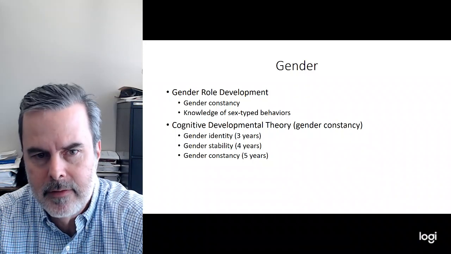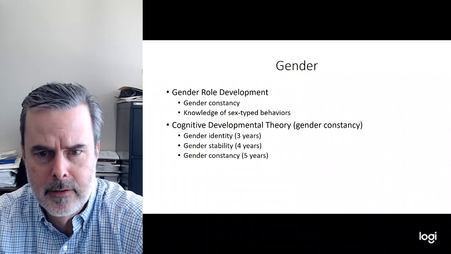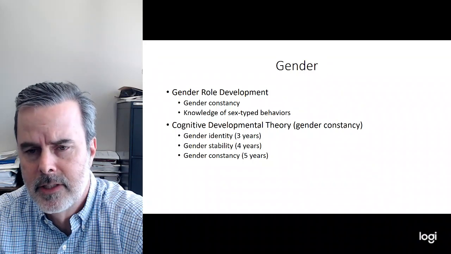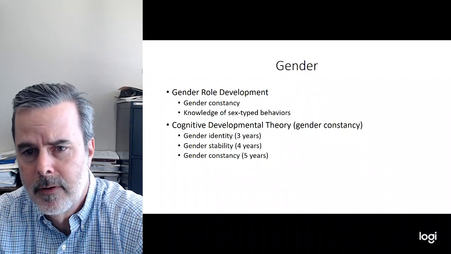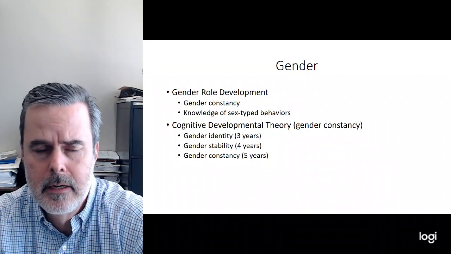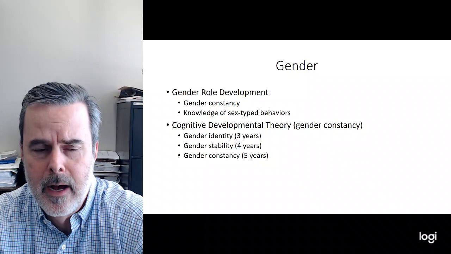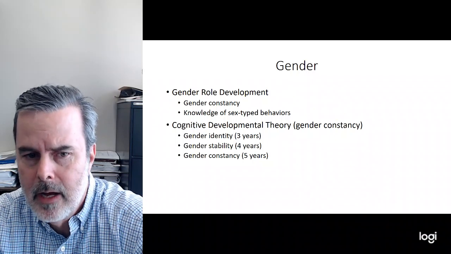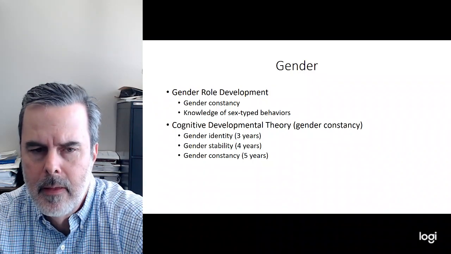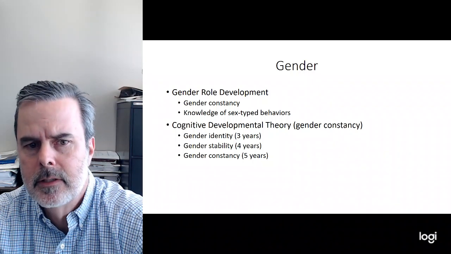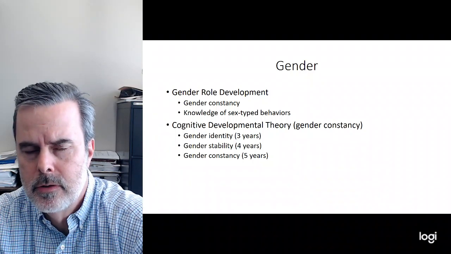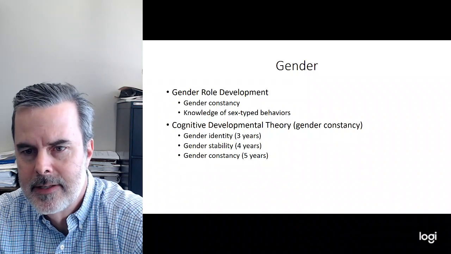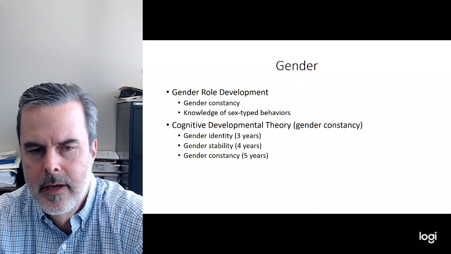This changes, however, in the third and final stage of cognitive developmental theory, appropriately labeled gender constancy, which occurs around 5 years of age. In this stage, kids have a full understanding of gender constancy and now understand that gender is a stable attribute that remains constant over time, and that the sex of a person continues to persist even when they change their appearance. So kids in this stage can now pass the man in the dress test.